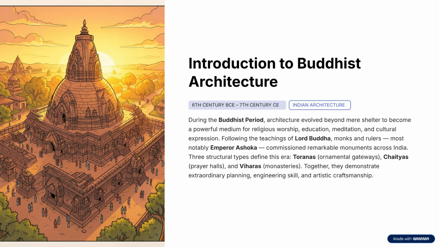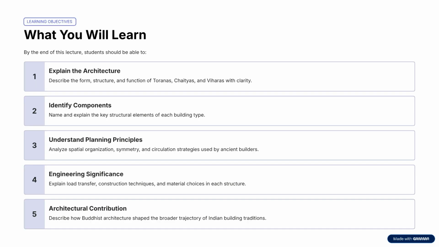These structures demonstrate exceptional planning, engineering techniques, artistic excellence, and sustainable construction practices that continue to influence architecture today. By the end of this lecture, you should understand the architecture and purpose of Toranas, Chaityas, and viharas. You will learn to identify the major structural components of each building type and explain how they function. We will examine planning principles such as symmetry, circulation, spatial organization, and climate-responsive design. You will also understand the engineering concepts behind load transfer, material selection, and construction methods used by ancient builders.